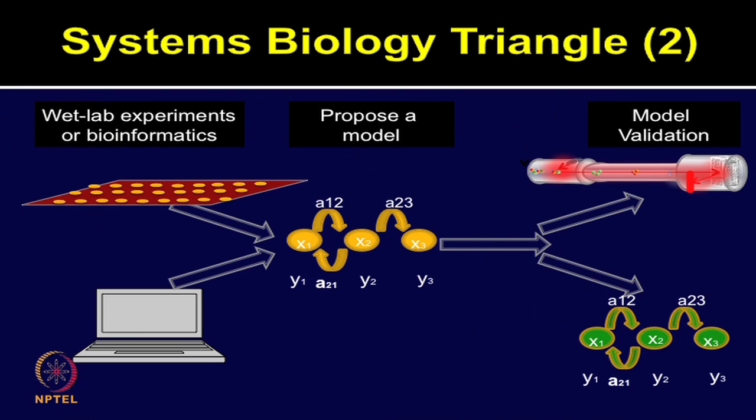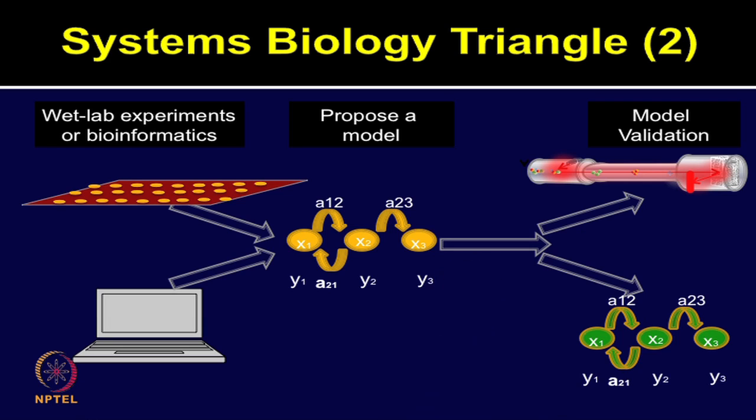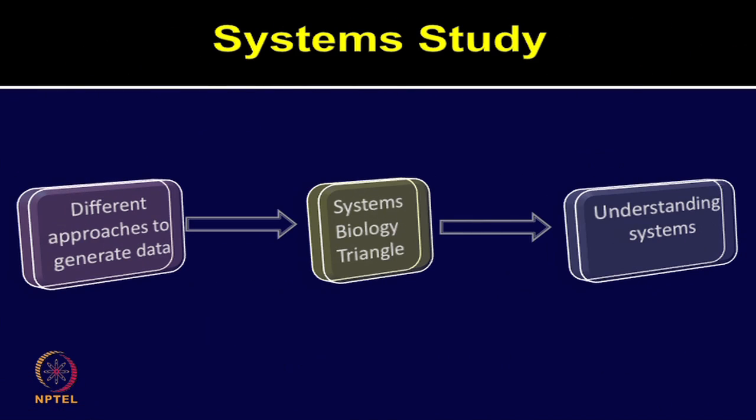In the systems biology triangle, the wet lab experiments or bioinformatics based data analysis could be used to propose a model. The model building as an aid to understand the complex system, and some hypotheses could be generated which could be used further to propose more quantitative models or predictive models, and also it can be used for independent techniques for model validation.